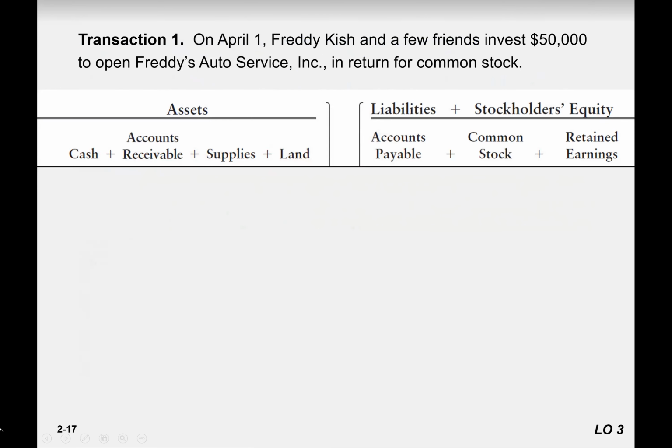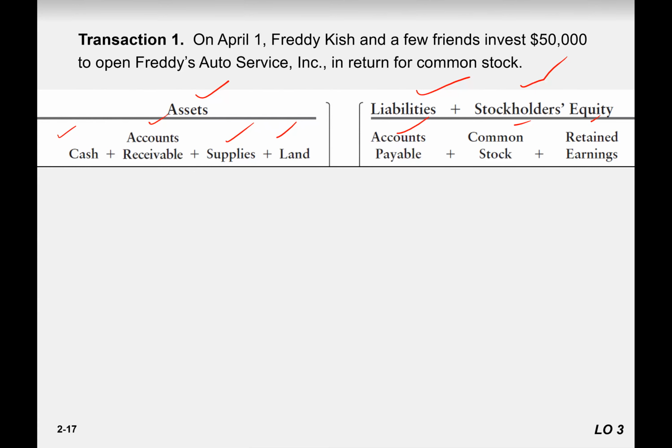So what is transaction number one? We know that assets equal liabilities plus owner's equity, right? And we write it down in the columns: asset accounts, liability accounts, and owner's equity accounts. Now, what happened here? Let me drag the controls downward. Here we go. On April 1st, Frederick Rich and a few friends invested $50,000 to open Freddy's Auto Service Incorporation in return for common stock.